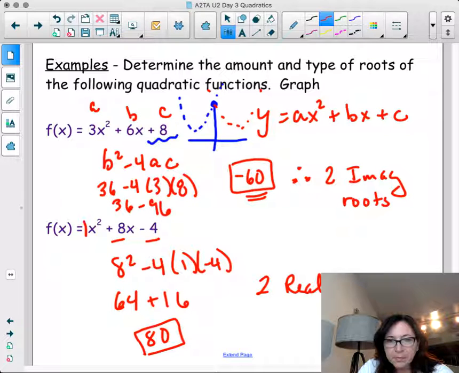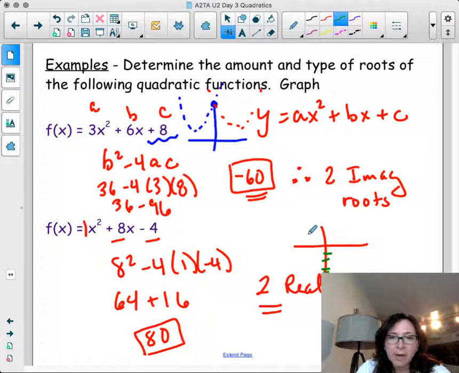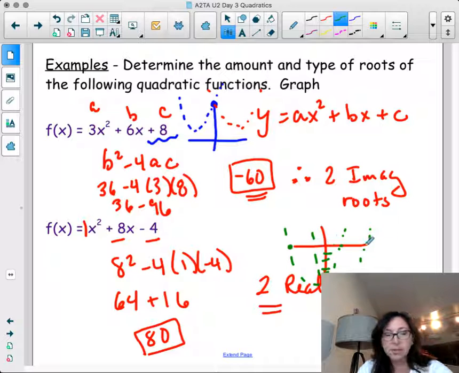roots. Okay, and what that tells me, meaning if my graph looks like this, I know my y-intercept is -4. So this point is here. So my graph either goes like this or it goes like this. But I do know that it does have two real solutions, which are two x-intercepts.